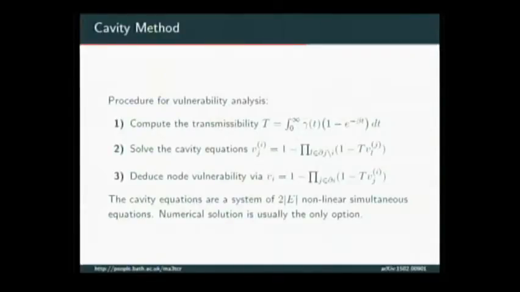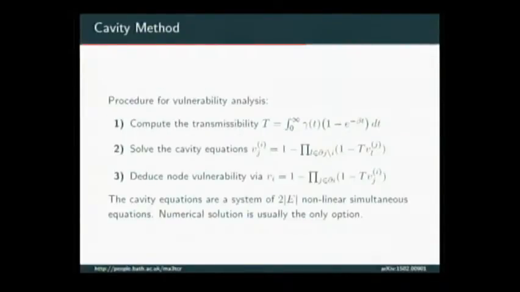So here's the procedure. If you have some disease and you want to know how risky it is, well, I compute the transmissibility. It's just this integral. Then I solve this system of equations, and then I plug that in here to get these vulnerabilities, right? But in this system, twice the number of edges is the number of variables, and they're all nonlinear. So this is a mess, okay? This is really hard to solve, and so numerical solution is going to be the only option.